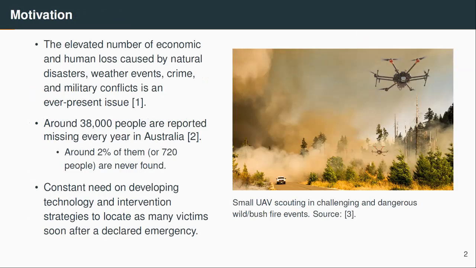The elevated number of economic and human loss caused by natural disasters, weather events, crime, and military conflicts is an ever-present issue. Just to share a statistic with you, around 38,000 people are always reported missing in Australia every year. Unfortunately, 2% of them, or 720 people, are never found. Because of this, there is a constant need on developing technology and intervention strategies to locate as many victims as soon as an emergency situation is declared.